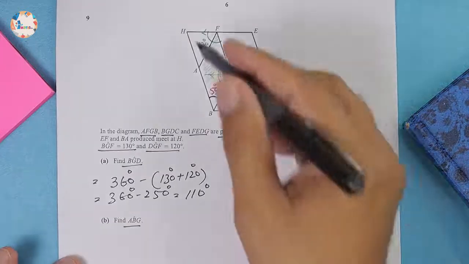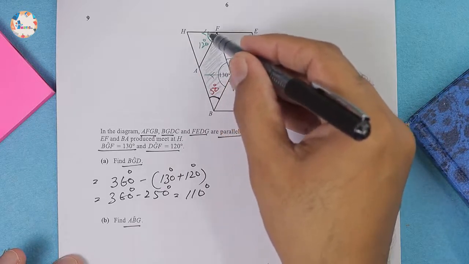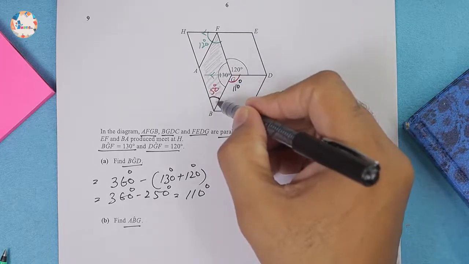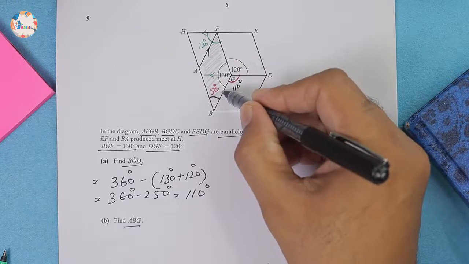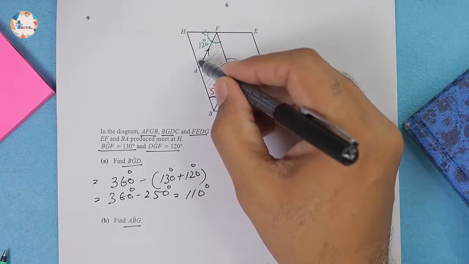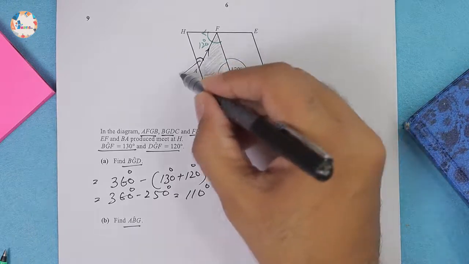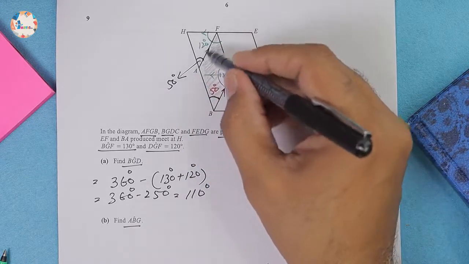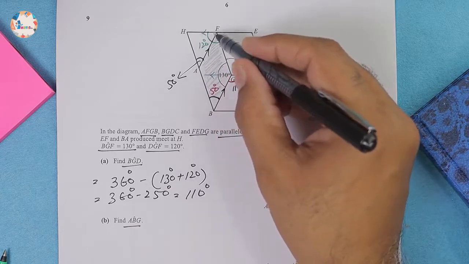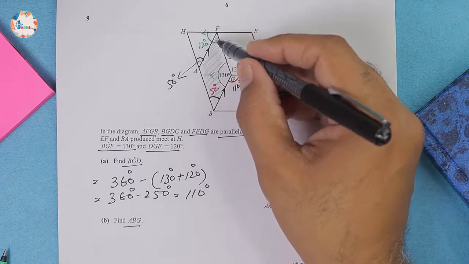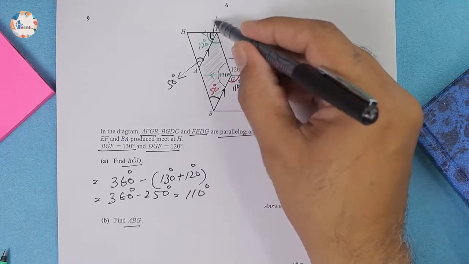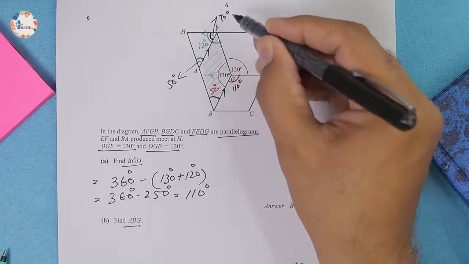FHA, F, H and A, this angle. We can figure out this angle is 50, these two lines are parallel, and this angle will be equal to this angle, so this angle will be 50 degrees. So in this triangle, this angle is 50 and this angle is 50, so this will be 70 degrees.